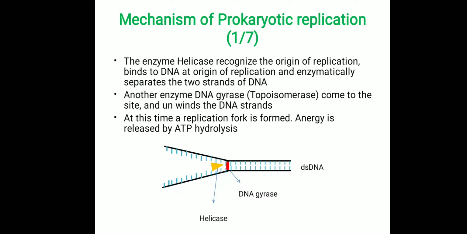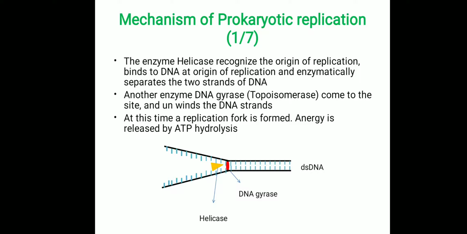Now we will see the mechanism of prokaryotic replication. As step 1, the enzyme called helicase recognizes the origin of replication, binds to DNA at the origin of replication site, and enzymatically separates the two strands of DNA from the double helix form. During this separation of the two strands, a friction force will occur. So that force we have to eliminate to prevent damage to the DNA caused by the force.